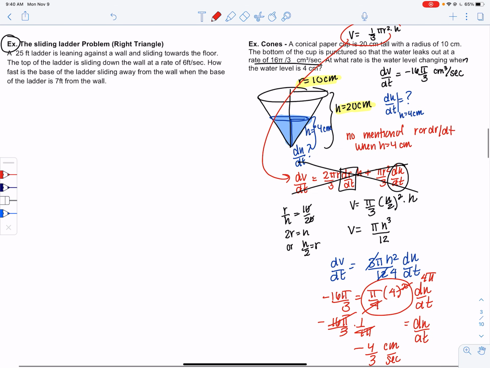So because they didn't give us dr/dt, we have to get creative, use proportions to get everything in terms of h, and then take the derivative and then solve.